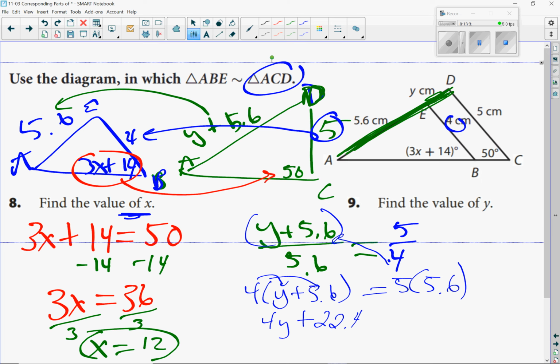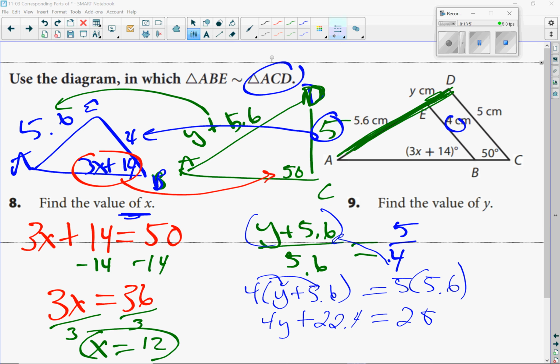Right? 5 times 5.6 there again. 5 times 5 is what, 25? And then 5 times 0.6 is 3, because I do 5 times 6 and then just move the decimal over. So I get 28 on that one, right? 25 plus 3 is 28.